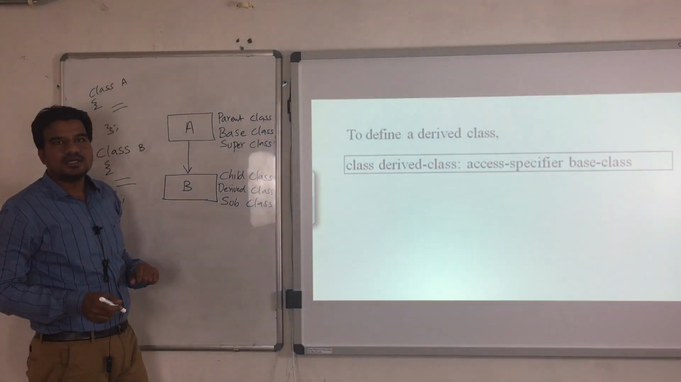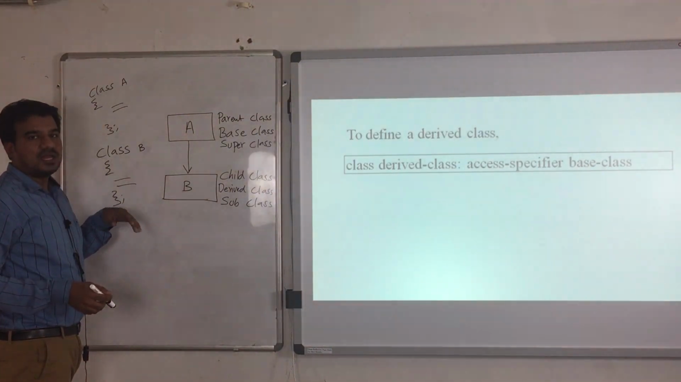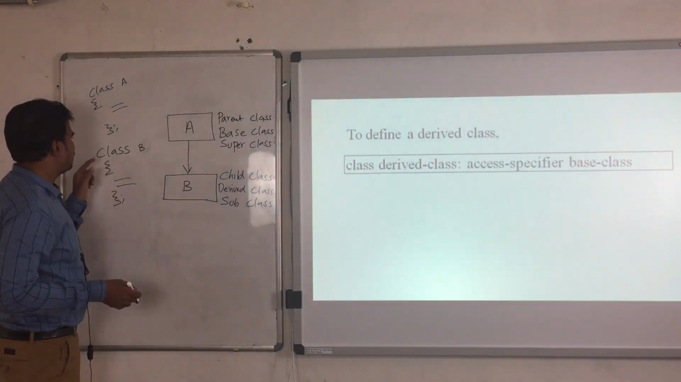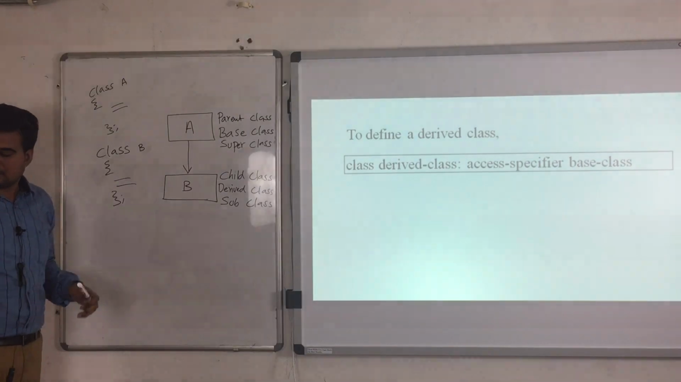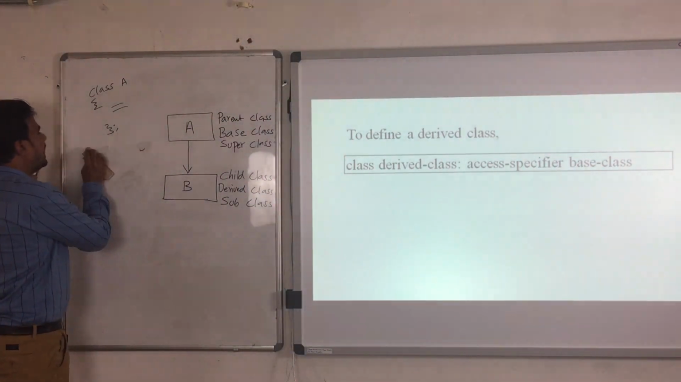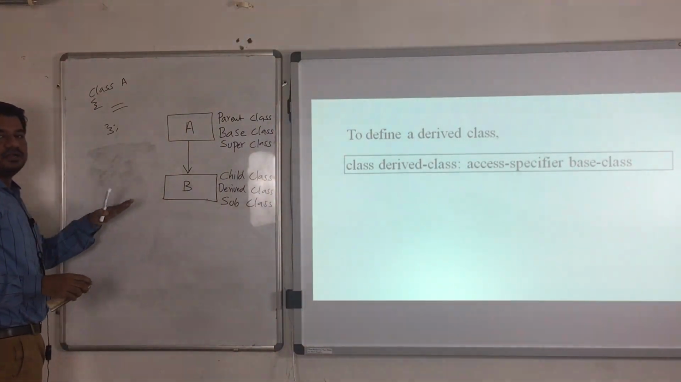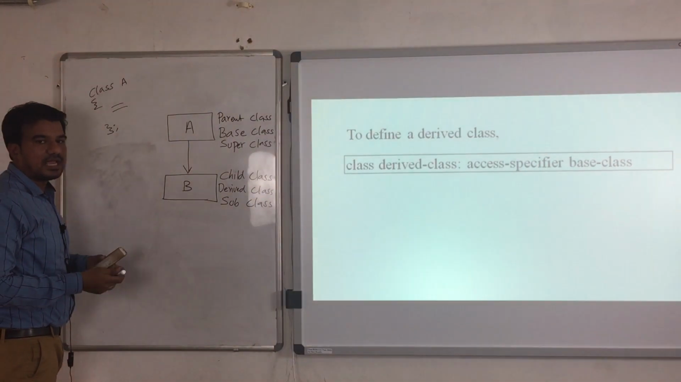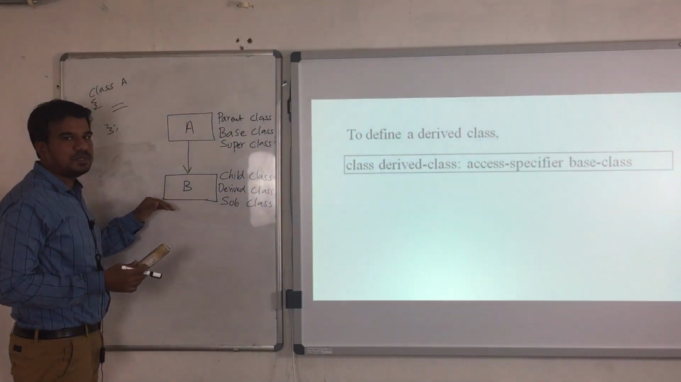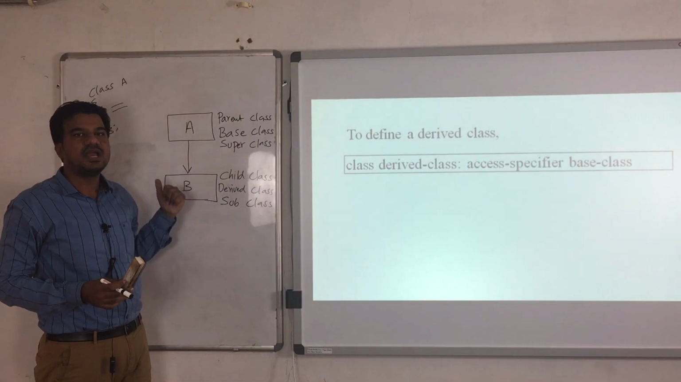Here is the syntax we follow whenever we are deriving a derived class from an already existing class. Let us assume that this A class is already there and now we are deriving the B class. When we derive this B class, we follow this particular syntax, whatever syntax is there on that slide.